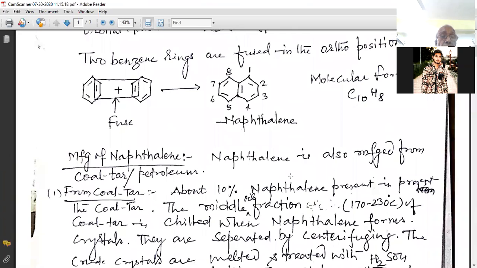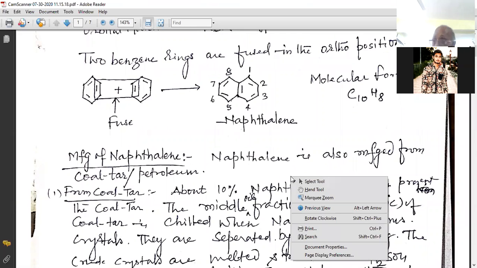And we can make a number of fused rings, that is, polynuclears. For example, naphthalene has two fused rings of benzene, and when three benzene rings are fused together, it forms anthracene. And when four benzene rings are fused together, it forms phenanthrene. But in our syllabus, we only discuss naphthalene.